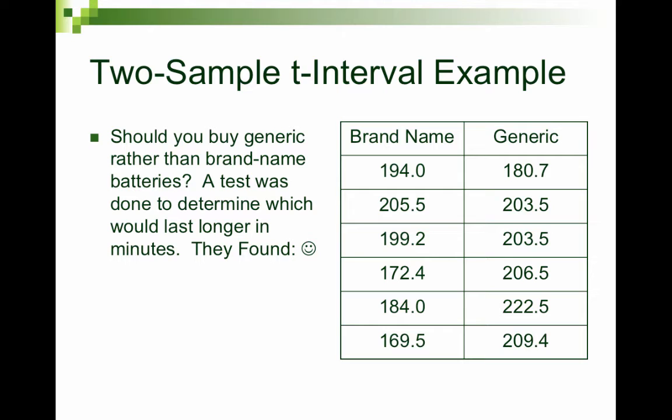Now, what I would do right now is on your calculator, I would go ahead and type in brand name and generic into, if you have an 84, L1 and L2. If you have an Nspire, you would do lists and spreadsheets and label them however you want to, but I would type them in there. And we're actually going to do a two-sample t-interval to determine this.